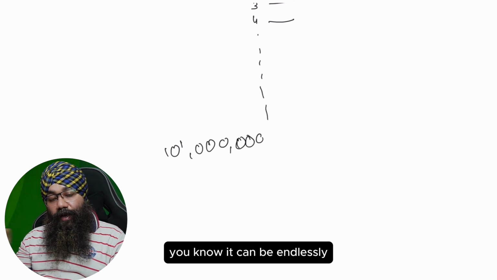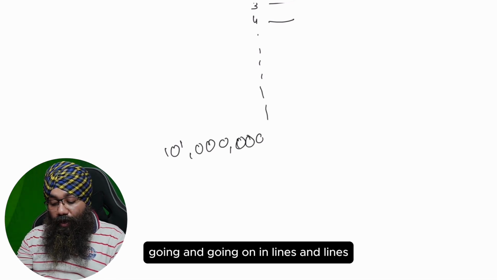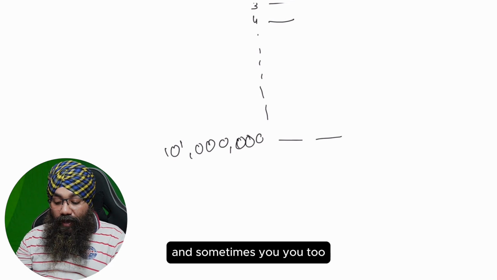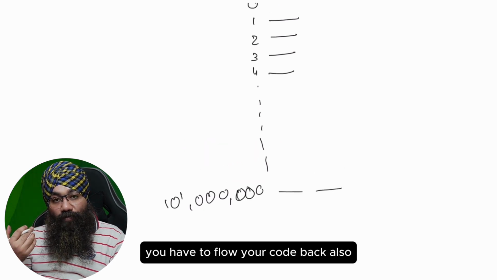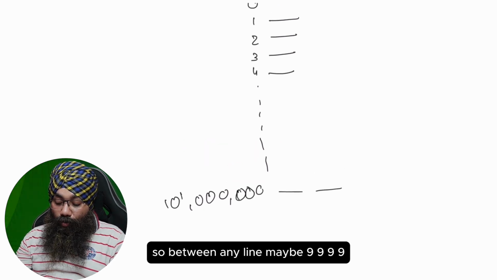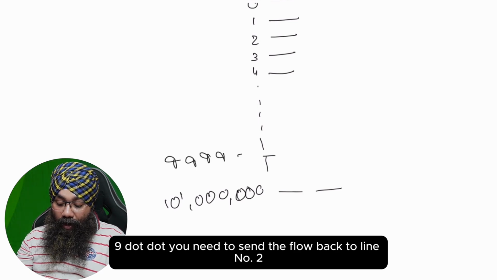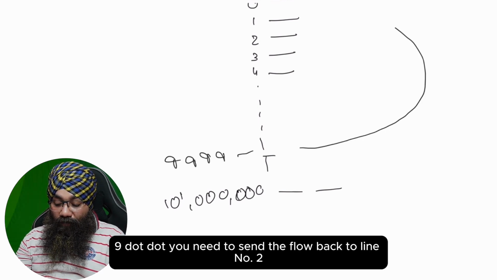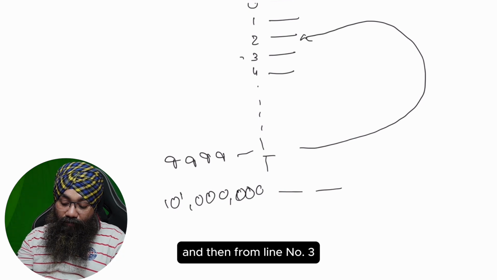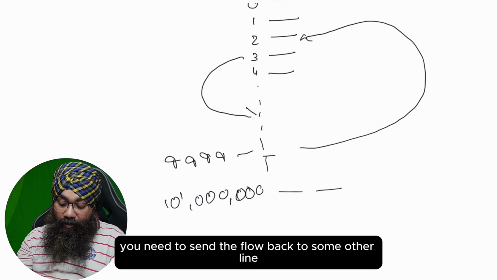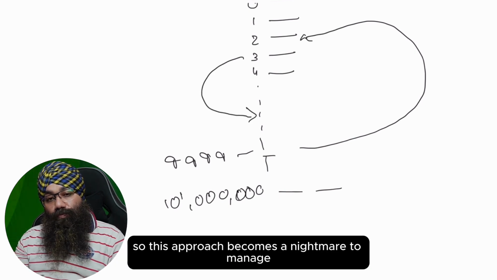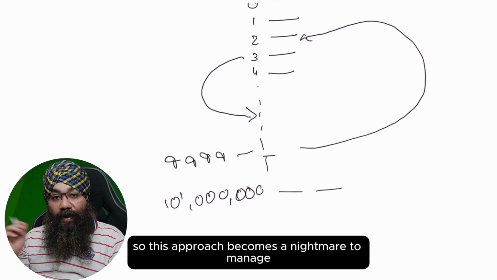It can go on endlessly in lines and lines, and sometimes you have to flow your code back also. So between any line, maybe 9999, you need to send the flow back to line number 2, and then from line number 3 you need to send the code back to some other line. So this approach becomes a nightmare to manage.